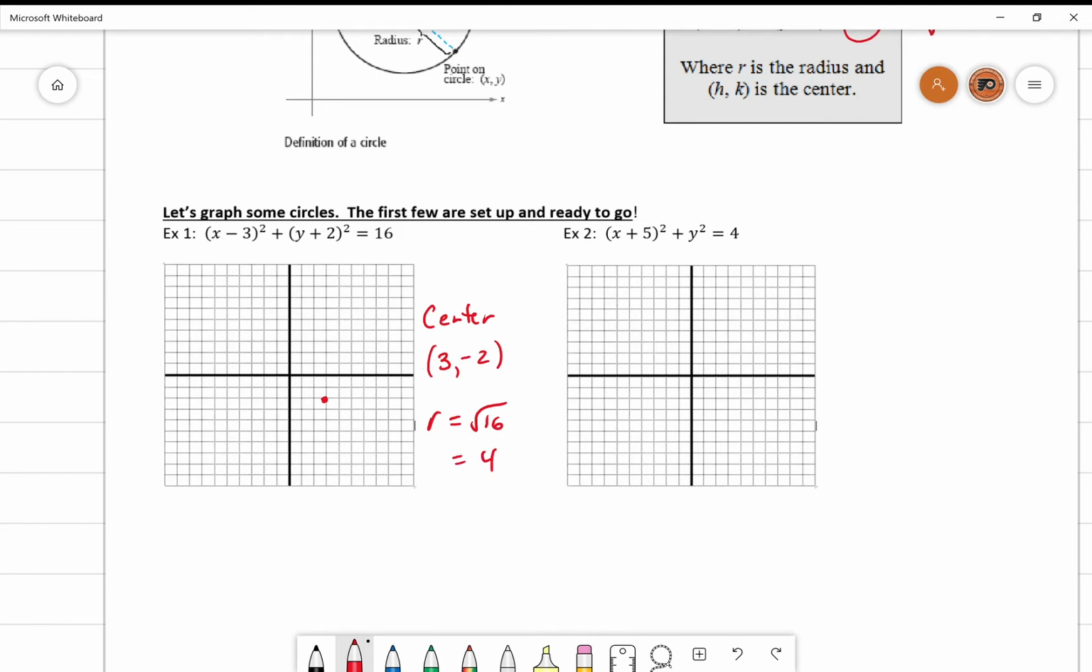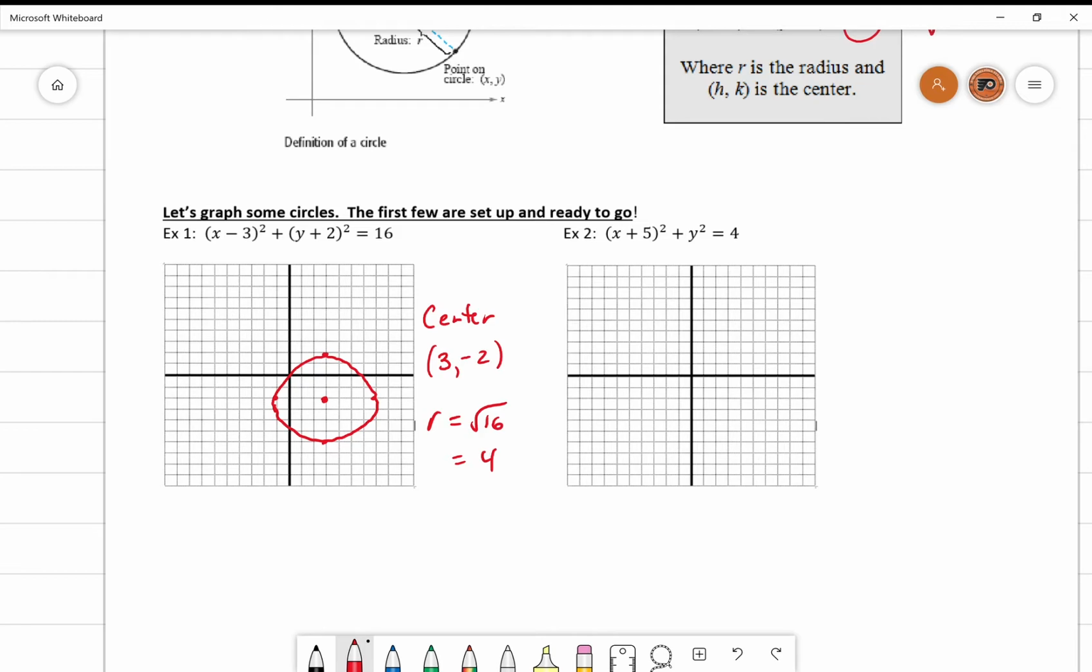Be careful. Some of your homework, you'll have some ugly decimals. Use a calculator, get a good estimate. So from that point, we're going to go 4 in each direction, and plot 4 key critical values. So now we have 4 points and a center. Do your best to make a circular item, and I'll warn you, that's not very circular.